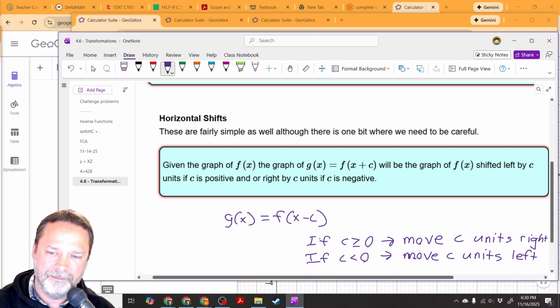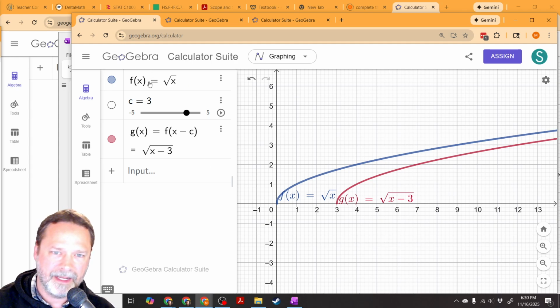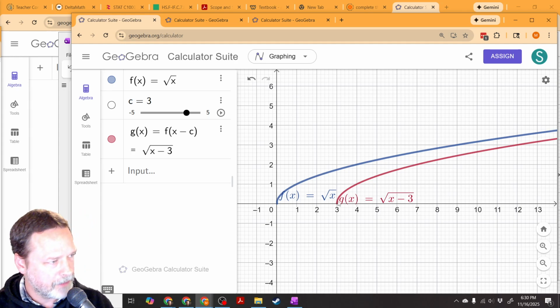It's just a different way of thinking about it. If it's x minus c, we'll see it right here. Right here I have f of x minus c. In this case, c is 3. So now it's x minus 3. Is it going to move to the right or to the left? Well, here's my square root of x. Here's square root of x minus 3. What happened? It didn't move to the left. It moved to the right.